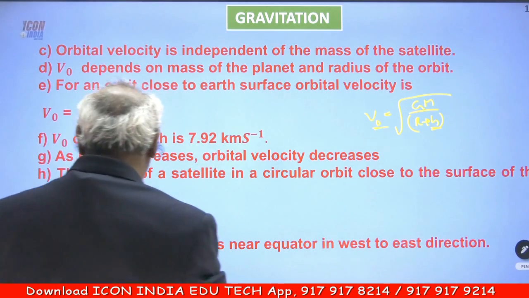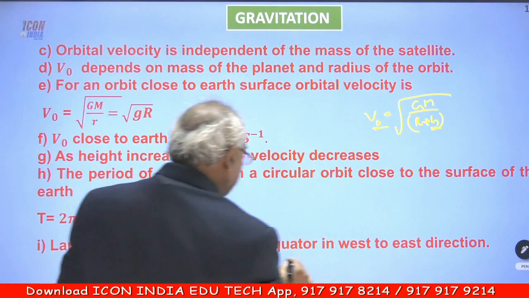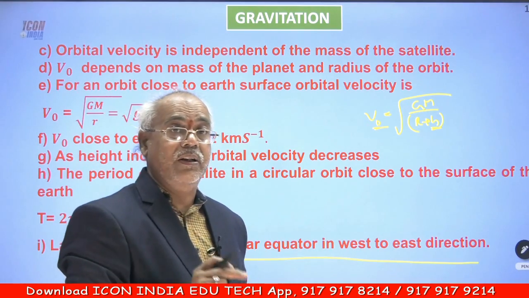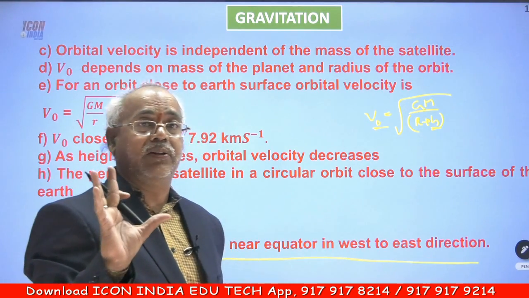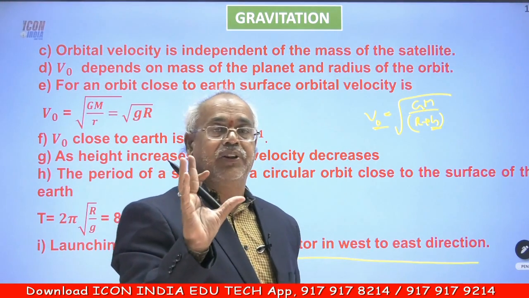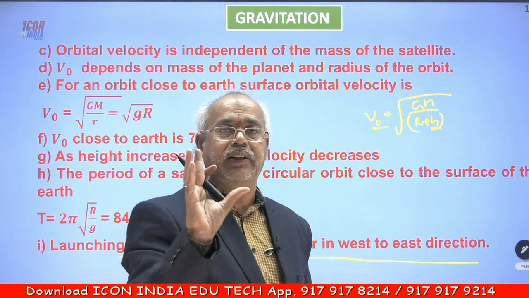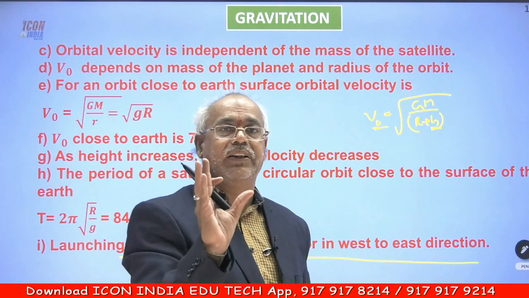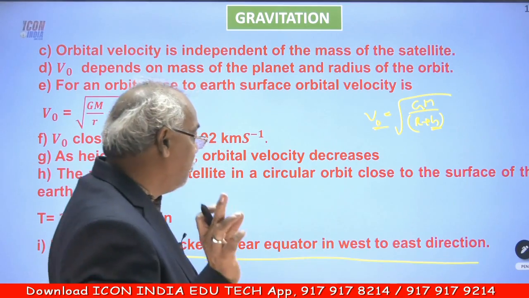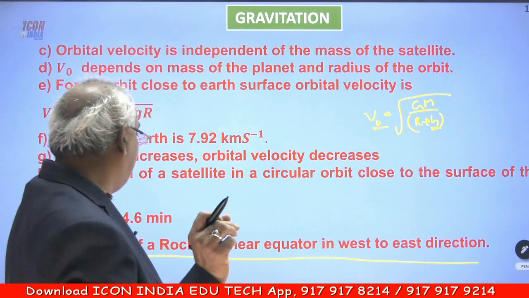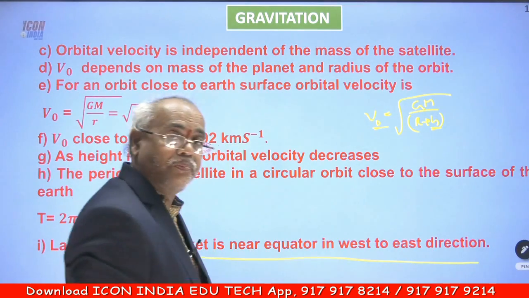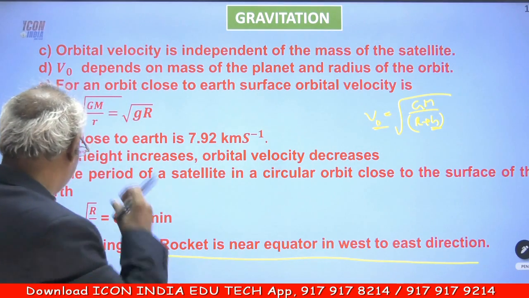Why are you launching the rocket nearer to the equator in the west to east direction? The earth is rotating about its own axis and revolving around the sun from west to east. That is why we are launching satellites or rockets in the west to east direction as well. That is the reason.